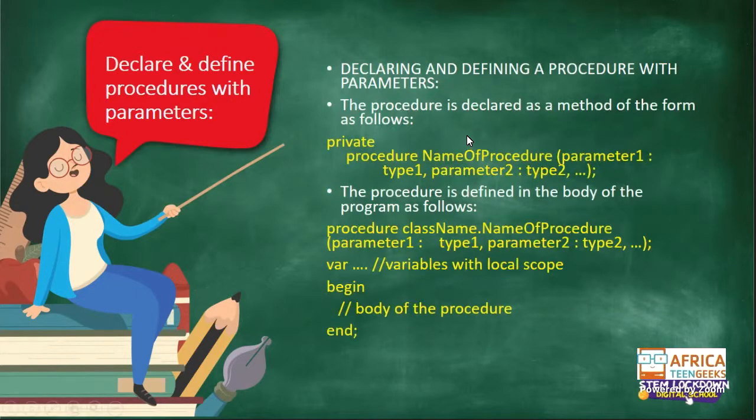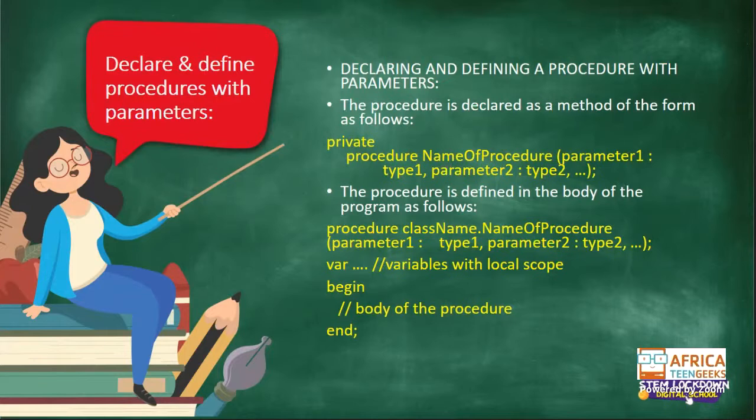Okay, so a procedure is declared as a method of the form, the same as yesterday. We're going to do it in the private section again. Why? Because we're only going to need to call this procedure from within my form. Later on, in grade 12, when you do object orientation, we will take these procedures and put them in the public section so that other forms can access them.